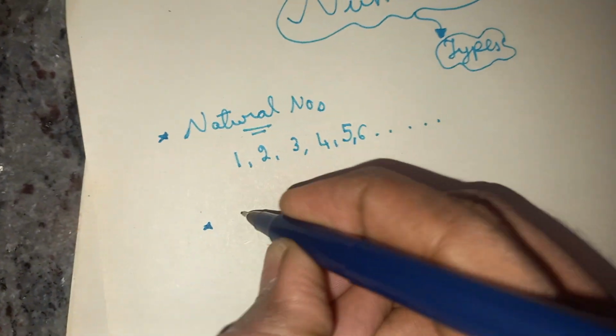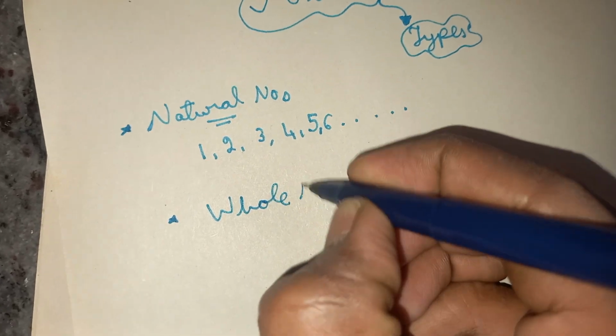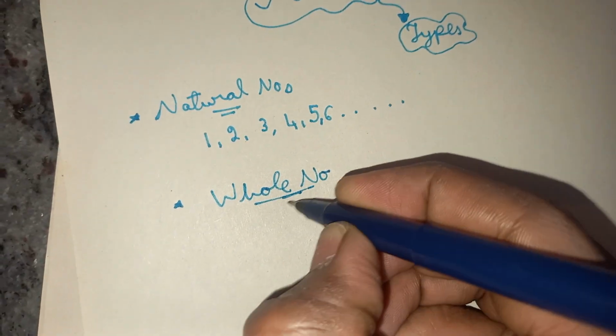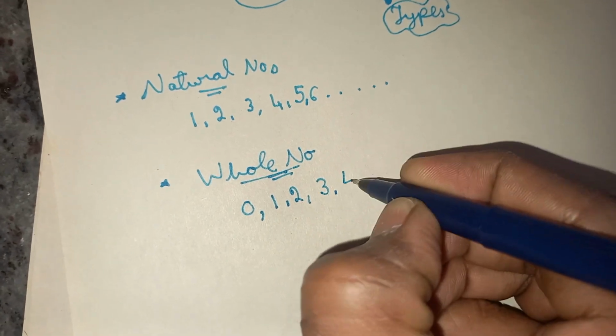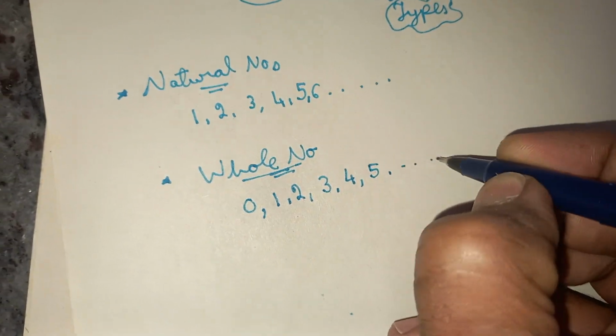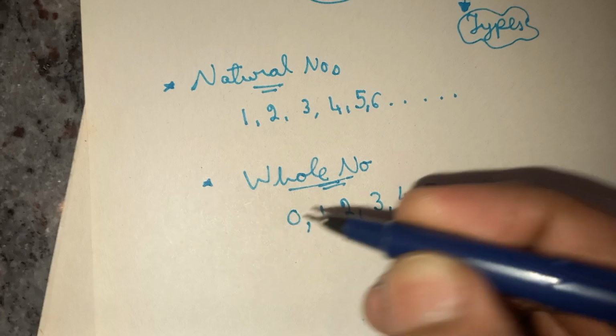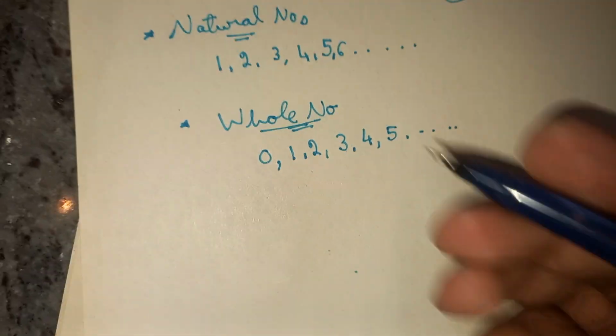Then come whole numbers. To natural numbers, you put 0, and it becomes whole numbers: 0, 1, 2, 3, 4, 5, like this. Natural numbers along with 0 become whole numbers.